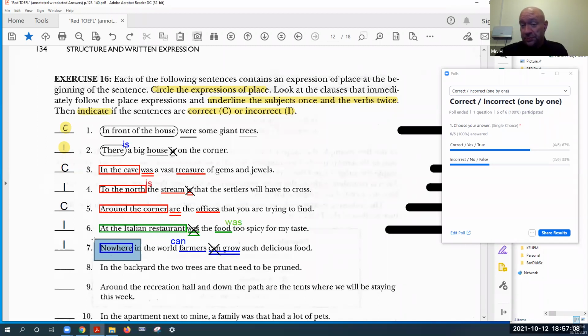So "in the world" is optional. Should we delete nowhere? Well, if you remove nowhere, the sentence will be correct. But I don't want to remove it. You should see that it's a single place word, and that means you must invert.